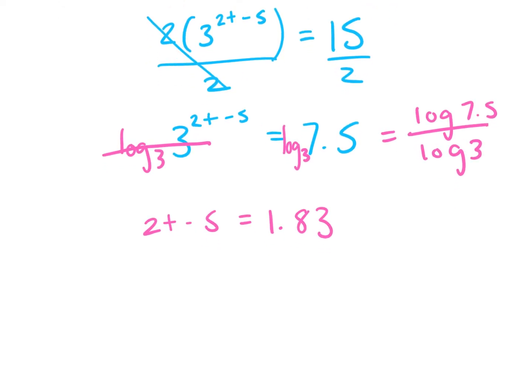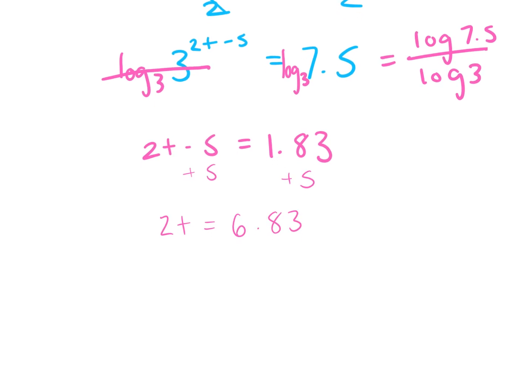Now what can I do to solve for t? Add 5. So 2t is equal to 6.83. And then what? Divide by 2. So what does t equal? 3.42.